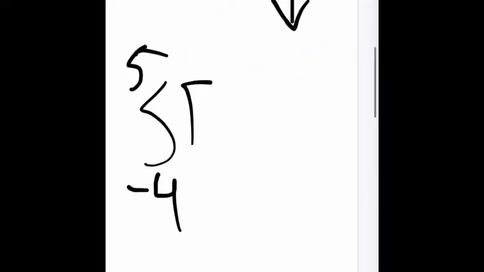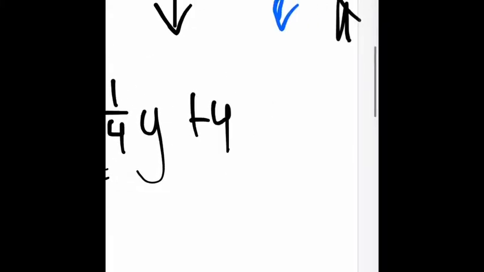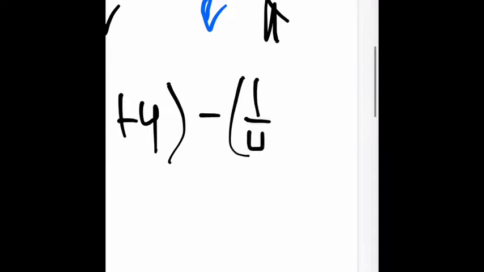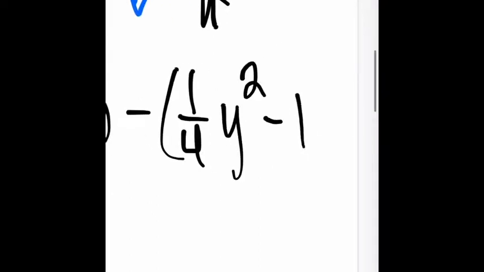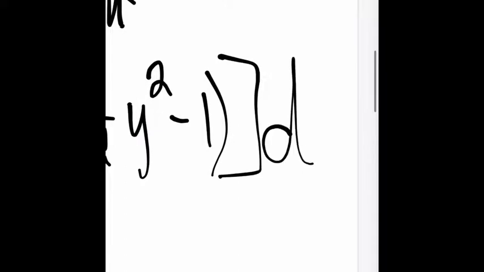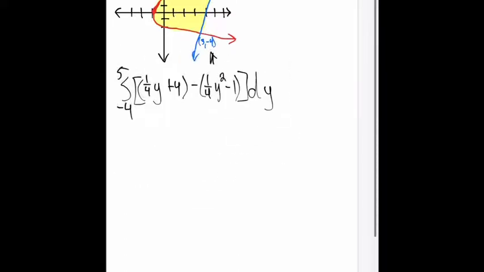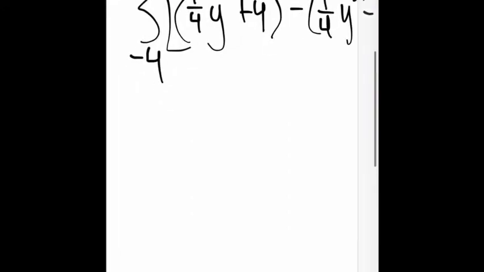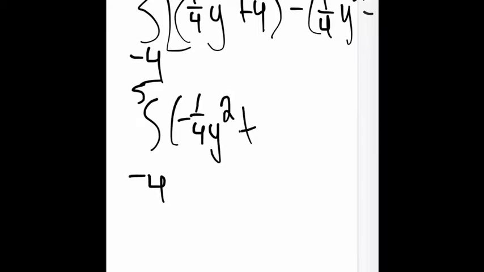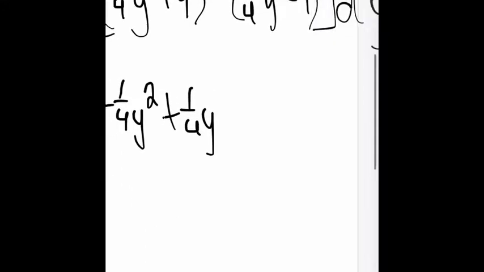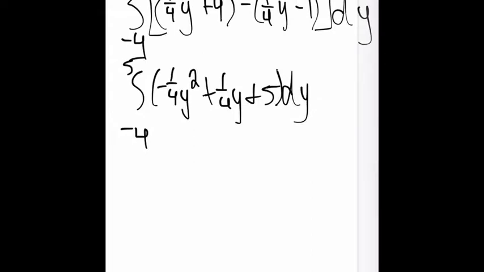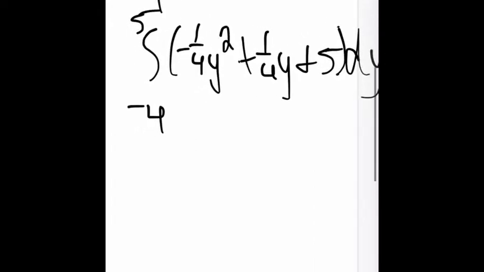Then the equation would be 1/4 y plus 4 minus 1/4 y squared minus 1, and you would do dy instead of dx. That would equal negative 1/4 y squared plus 1/4 y plus 5 dy. That's just subtracting those two equations together.